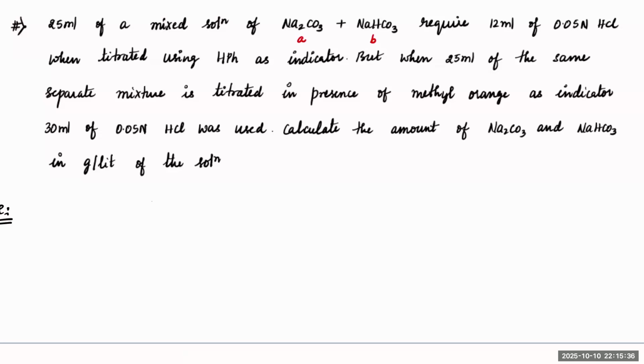Okay. Let us assume the moles of Na2CO3 are A and moles of NaHCO3 are B. Let us assume this case. Now, using phenolphthalein, number of moles of HCl will be how many? How many moles will we be using, everybody? Only A moles, correct? And using methyl orange, how many moles of HCl will you be using, everybody? Will be using 2A plus B.